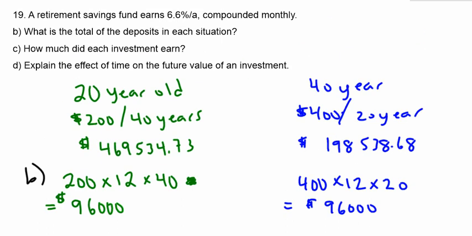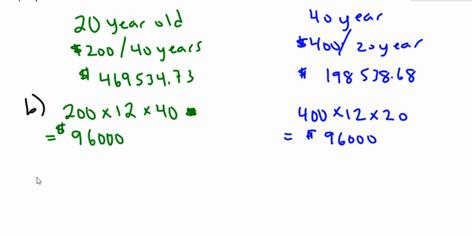What does part C say? How much did each investment earn? So this is just reinforcing the idea that the first person, who had a total of $469,534.73 and only deposited $96,000, earned a total of $373,534.73 in interest. So it's kind of nice to make money just because you didn't touch your money. This person obviously earned a lot less interest.